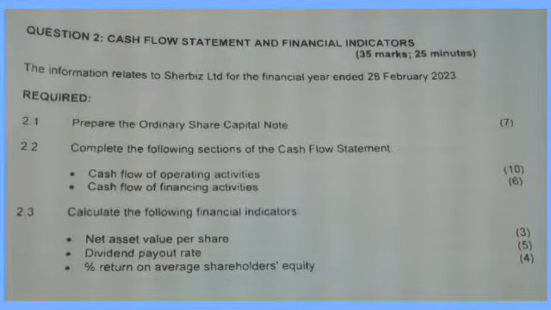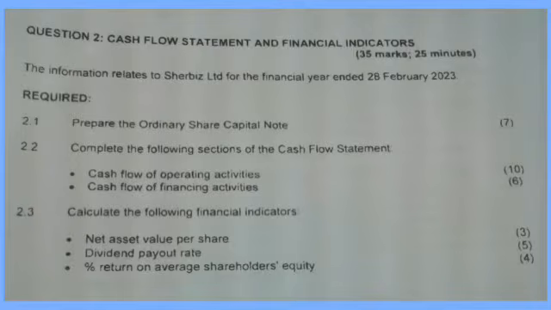And then in 2.2, that's when we are now completing the cash flow statement, only focusing on operating activities and financing activities, meaning that we have skipped the investing activities for this particular financial statement. And then in 2.3, that's when we are going to be doing our financial indicators for net asset value per share and for dividend rate, and lastly for percentage return on average shareholders equity.